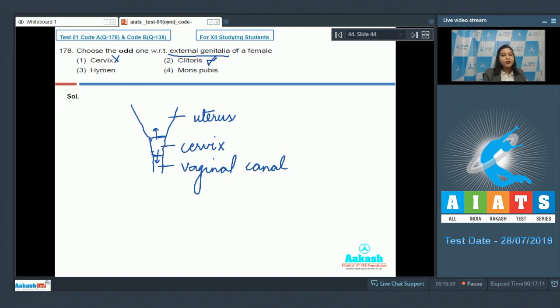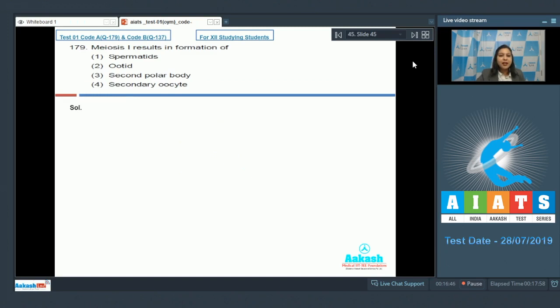Clitoris, yes, it is a homologue of the penis. It contains erectile tissue and it is present right at the anterior junction of labia minora. Mons pubis, definitely it is a part of external genitalia. It is an area which contains fatty tissue and is covered by skin and pubic hair. And hymen is a perforated membrane. So the answer, the odd one with respect to external genitalia is cervix. So the answer becomes 1, that is cervix, which is not a part of external genitalia. This was an easier question. Let's move on to question number 179.